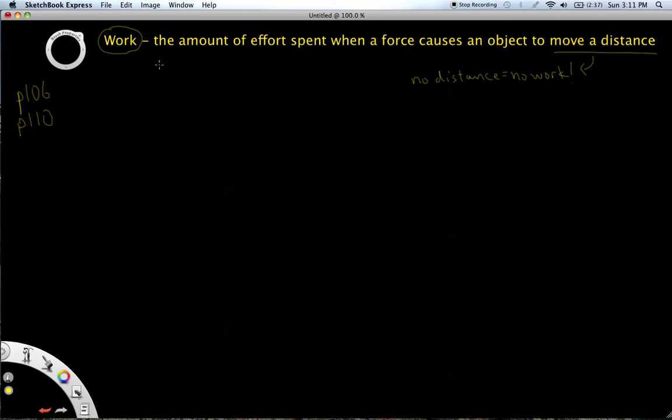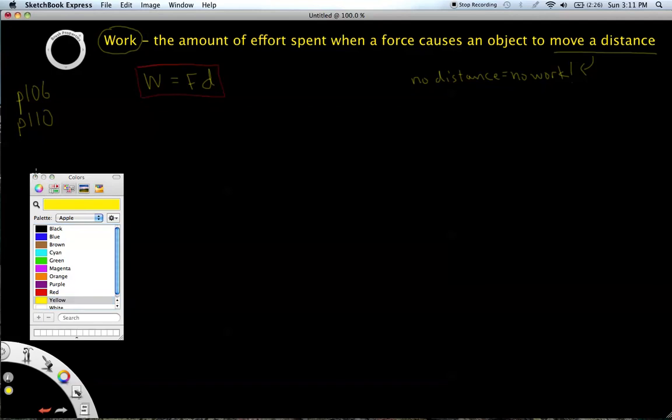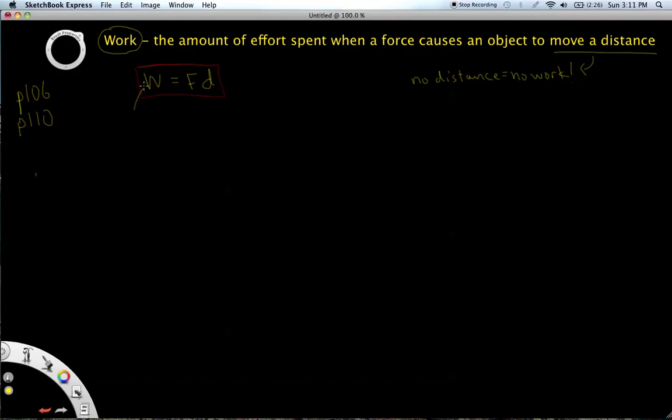Now let's get straight to the formula. The formula is W equals FD. Let me put that in a box here. This is the major formula. You should be focusing on W equals FD. Let's try and label what each of these are. W stands for work, and it's measured in joules. Short form is J.